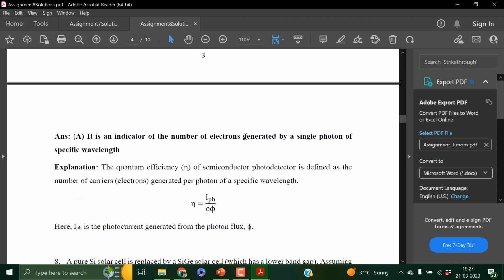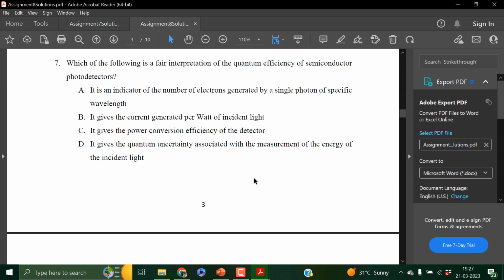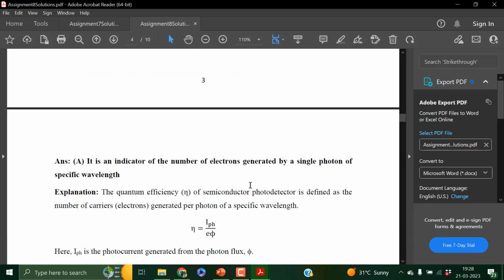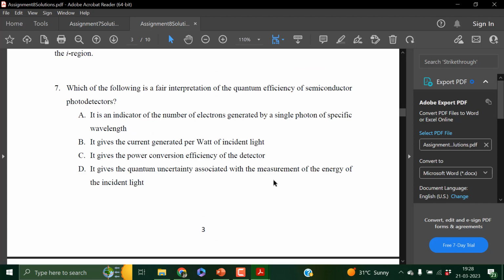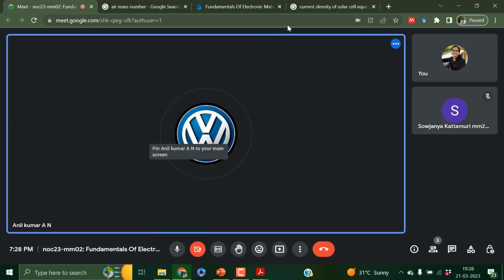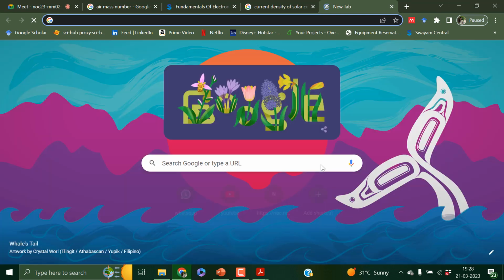This is correct, madam. But eta also has one more equation: current, HC by lambda into power output. If I use that equation, the second option feels correct. Is that quantum efficiency or some other efficiency? It is quantum efficiency only, madam. I basically remember only the equation IPH by E5. I even saw this equation, that's why I got confused. Both look correct.